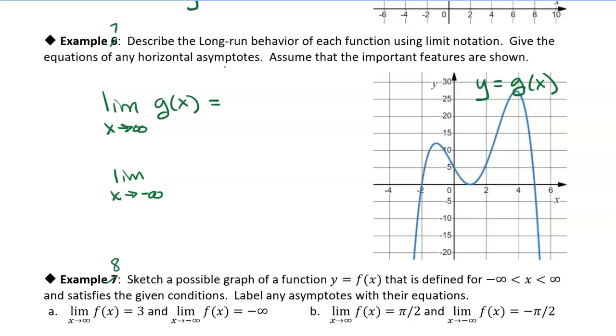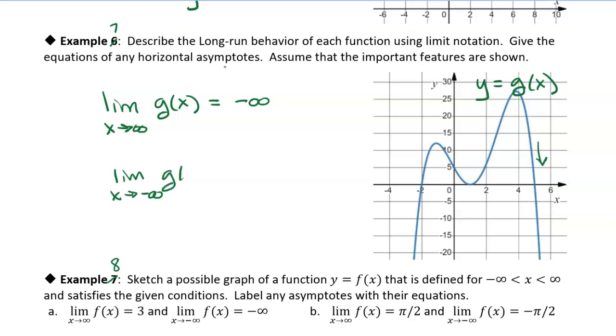All right. So for the limit as x approaches infinity, I just want to look at what's happening as x grows larger and larger, so that we're going in this direction. It looks like as x gets larger and larger, the y value is getting more and more negative. So it looks like it's approaching negative infinity. All right, so that's how I would describe the end behavior. As x approaches infinity, g of x approaches minus infinity.